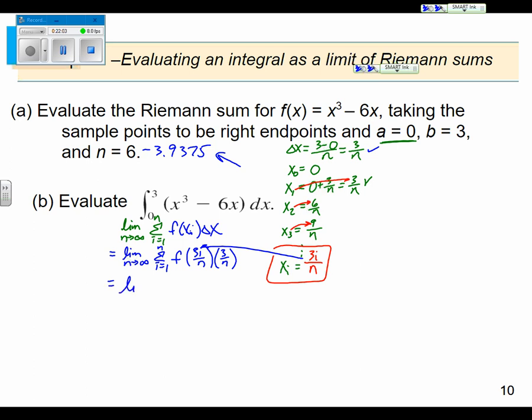So my first order of business whenever I work something like this is anything that doesn't have to do with this i right here, I'm going to pull it in front of the sum. That's going to help me out a lot because that sum is going to be the booger of this problem to work with. Sum as i goes from 1 to n of the function. So if I was to plug in this 3i over n into my function, I got to plug it in both spots. So I've got the sum of 3i over n cubed, just plugging it in for x, minus 6 times 3i over n.